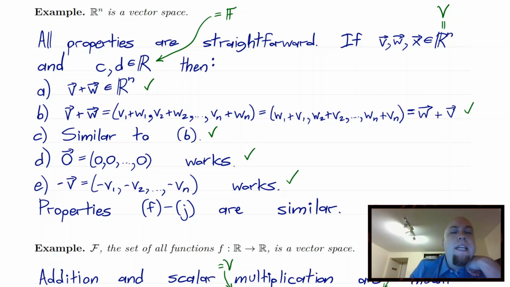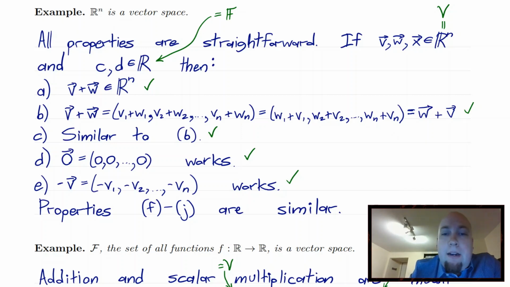Okay, property B is commutativity of vector addition. So V plus W, does that equal W plus V? Well, let's just look at the definition. V plus W is the vector whose entries are V1 plus W1, V2 plus W2, up to Vn plus Wn. Same thing if you add in the other order. W plus V, that's W1 plus V1, W2 plus V2, and so on, up to Wn plus Vn.